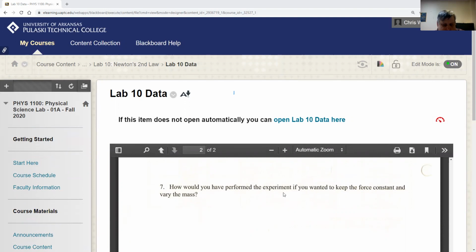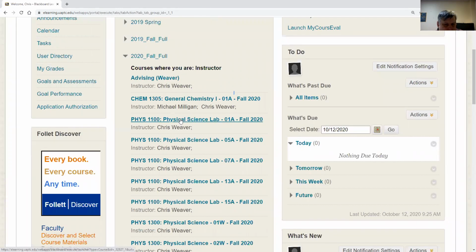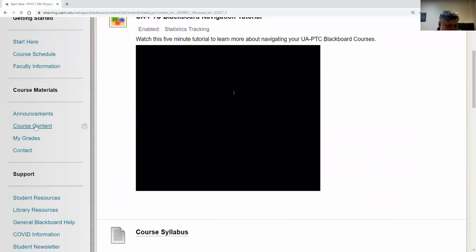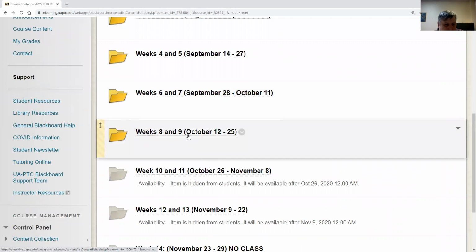Again, you're only turning in these 2 lab pages. I'm going to mention that these are due, and I'll go back here. So these are going to be due because they're in the week 8 and week 9 folder. They're going to be due on October the 25th. Turn in those 2 pages on Blackboard by October the 25th.